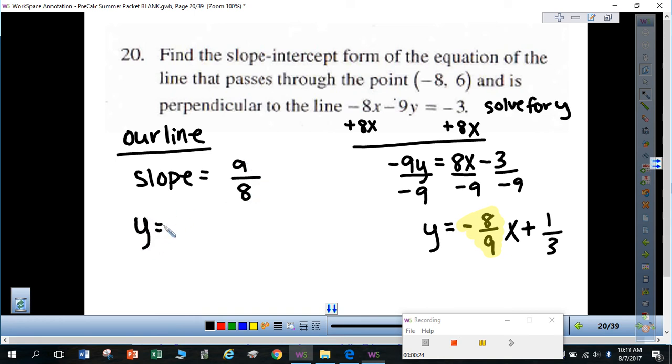So let's write what we know so far in the slope-intercept form, which is y equals mx plus b. We know that our line is going to be y equals 9/8 x plus b, and we still need to figure out b. We need to know what our y-intercept is. So we're going to take this last piece of information, the point that it passes through, and plug that in for x and y to help us solve for b. So I'm going to plug in 6 for y and -8 for x.